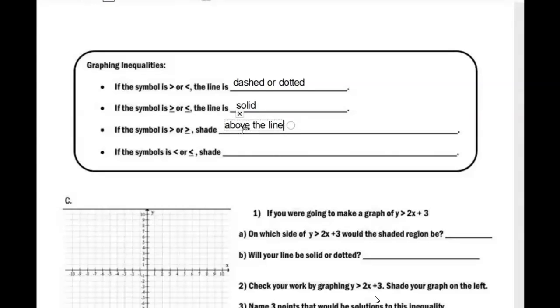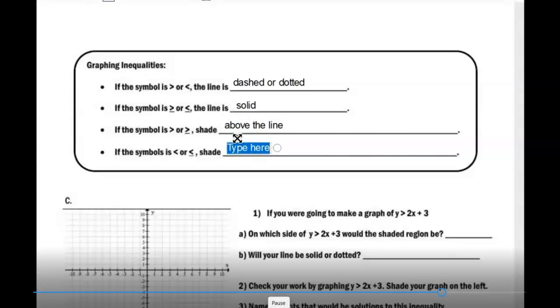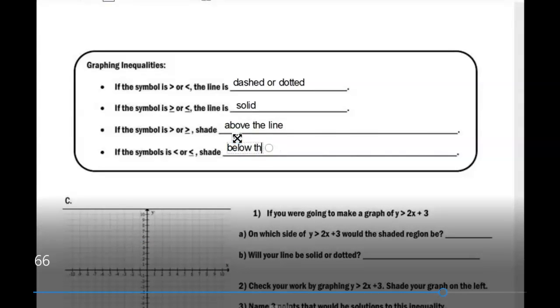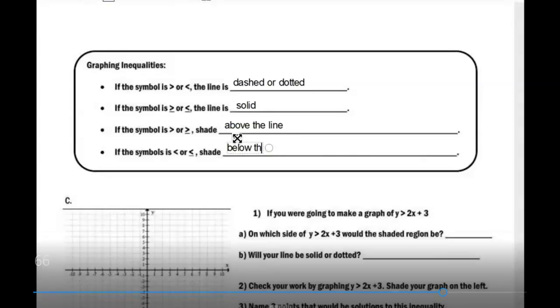Now, if the symbol is greater than or less than, the line is dashed or dotted. If the symbol is greater than or equal to or less than or equal to, the line is solid. If it is greater than or equal to, you shade above. And if it's less than or equal to, you shade below.